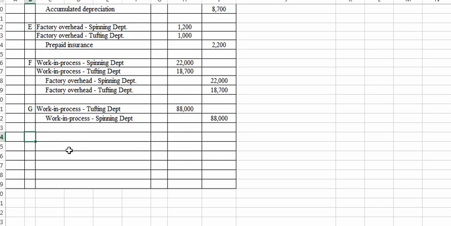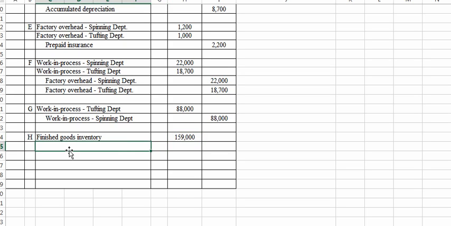Okay, then on H, we have a similar situation. Now the goods have made it out of the tufting department, so they're now part of finished goods inventory. So we want to debit finished goods inventory. On H, production costs transferred from the tufting department to finished goods, $159,000.